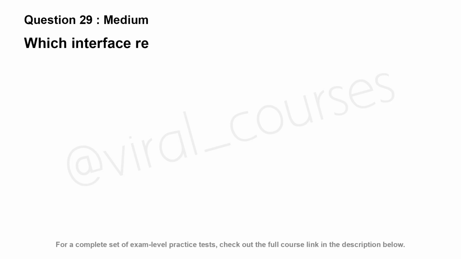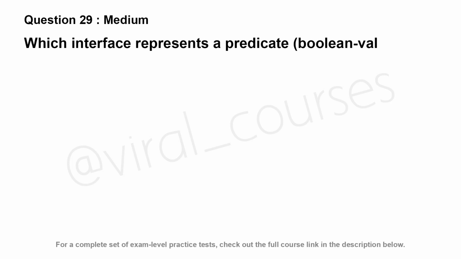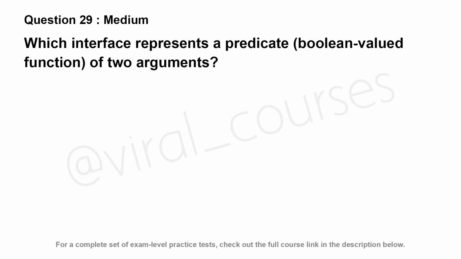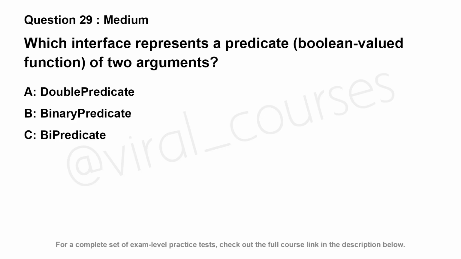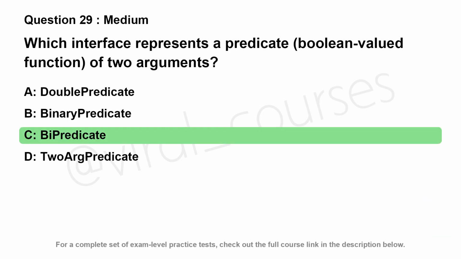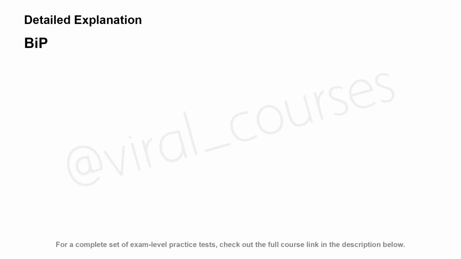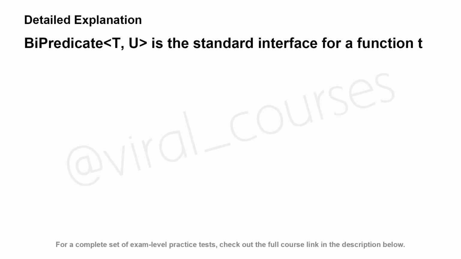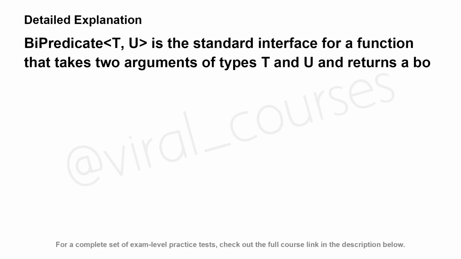Which interface represents a predicate, a boolean-valued function, of two arguments? Option A, DoublePredicate. Option B, BinaryPredicate. Option C, BiPredicate. Option D, TwoArgPredicate. The correct answer is C. BiPredicate<T, U> is the standard interface for a function that takes two arguments of types T and U and returns a boolean.